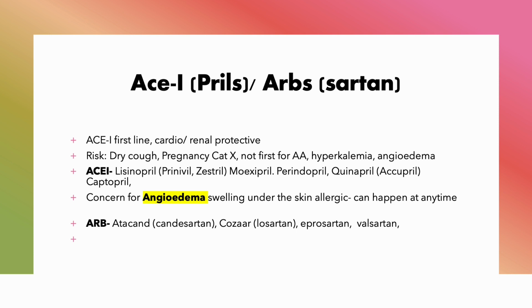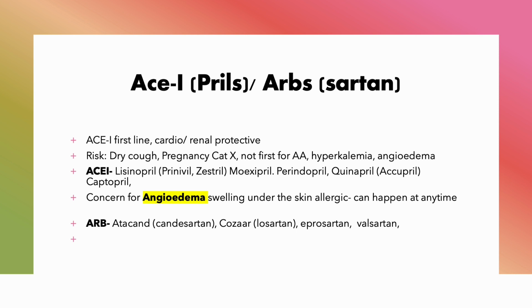So ACEs and ARBs. ACEs and ARBs are both working on the same system. They work approximately the same way. Your ACEs are going to be your prils, and your ARBs are going to be your sartans. But our ACEs are going to be our number one first-line medication for cardiovascular disease, hypertension. They are our heavy hitters in hypertension. They are also cardio and renal protective, which is a plus for patients that do have renal concerns, as well as some heart issues going on.